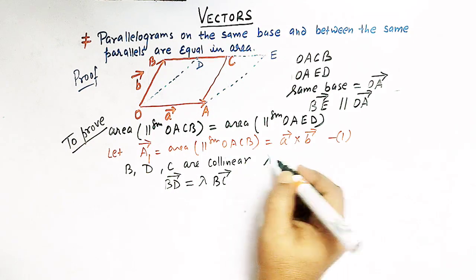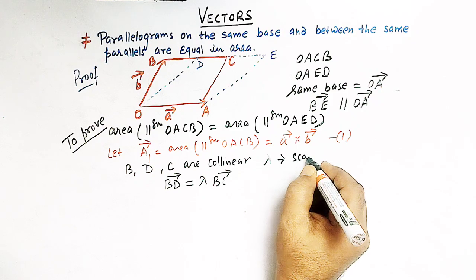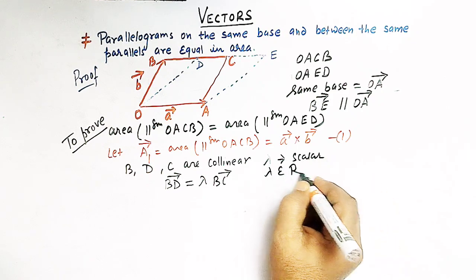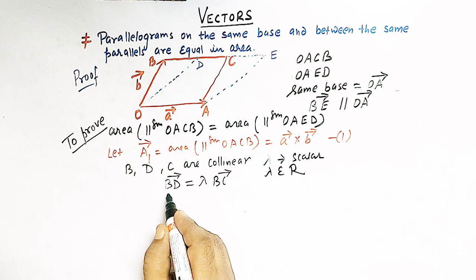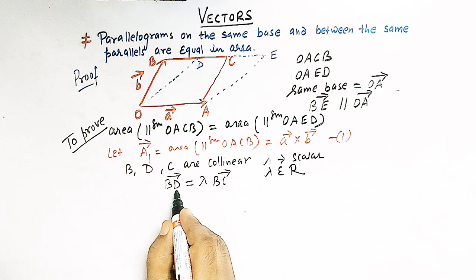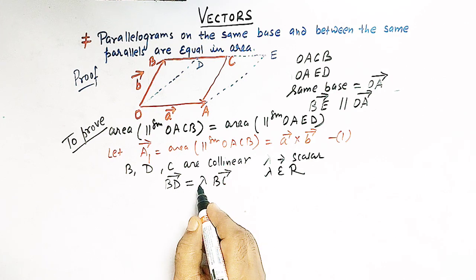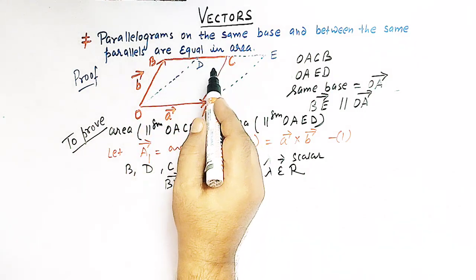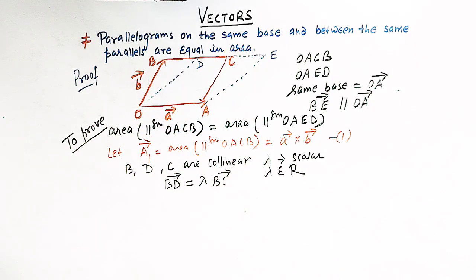So here lambda is a scalar, and lambda belongs to the set of real numbers, right? So the vector BD can be represented as a scalar multiple of the vector BC, because due to the definition of collinearity of points, we can write one vector as a scalar multiple of the other vector.